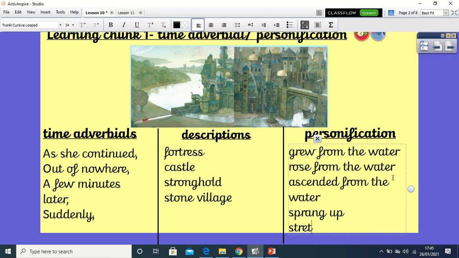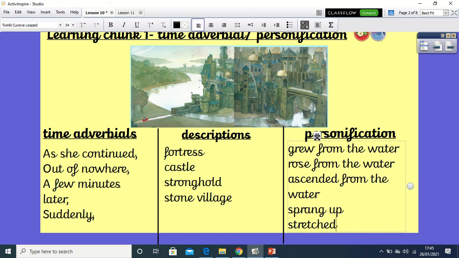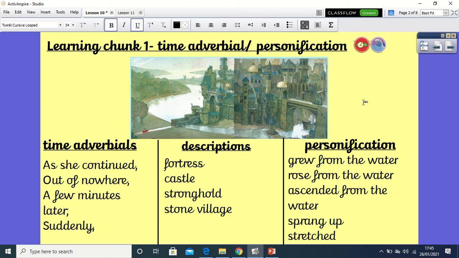Anything that makes you think of that sort of human action works as personification, and obviously we're thinking of it sort of coming out of the water, aren't we, in different ways. So if you want to include any of the ideas we've jotted down here in your thinking side, you can jot those down now. You can pause the video if you need to.